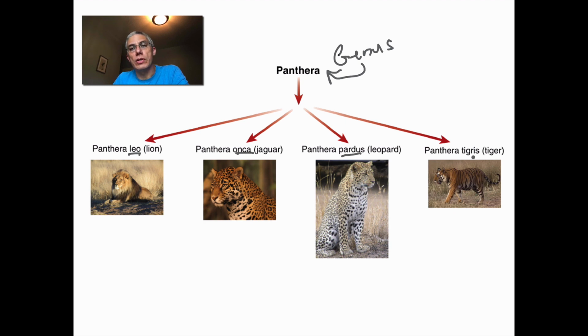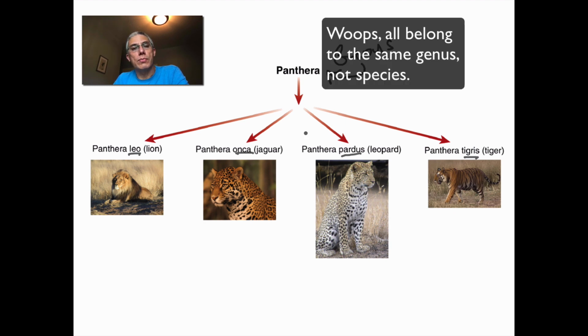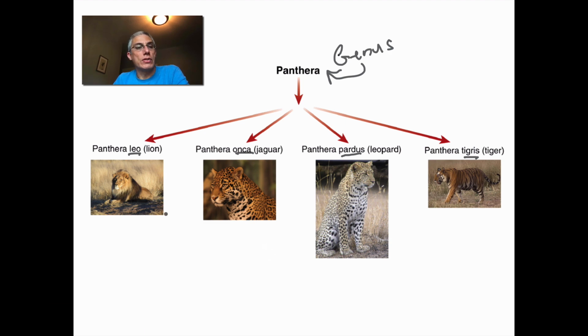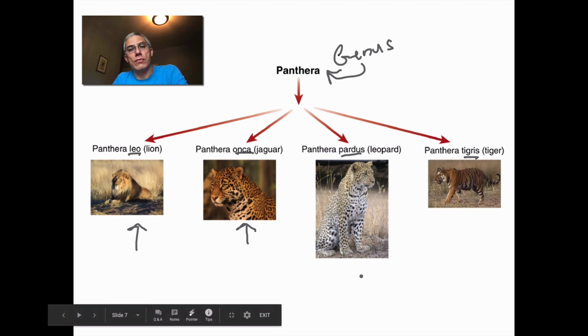So what that tells you is that they all belong to the same genus, but they're just different enough that they are considered different species. And it's typically whether or not they can actually reproduce with each other and produce fertile offspring. So in this case, Leo is going to represent the lion. In this case, it's going to be the jaguar. In this case, again, same genus, but different species. This is the leopard. And again, the tiger is on the far right.